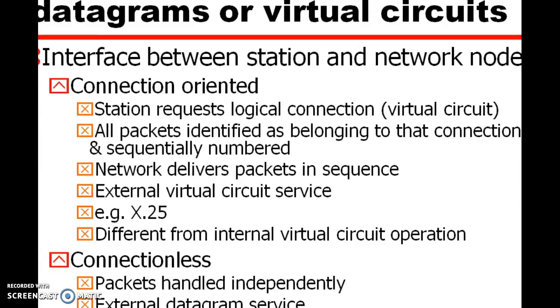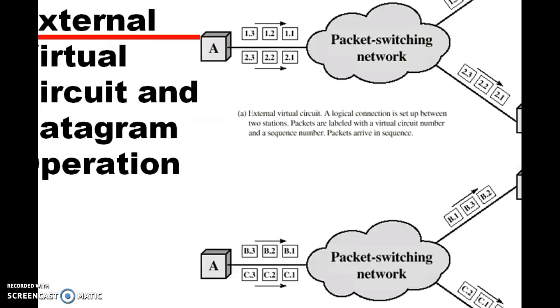Packet switching: datagrams or virtual circuits. The interface between station and network node is connection oriented. The station requests a logical connection. All packets are identified as belonging to that connection and sequentially numbered. The network delivers packets in sequence. External virtual circuit service, example X.25, is different from internal virtual circuit operation. Connectionless: packets are handled independently. External datagram services are used. This is how external datagram service looks.